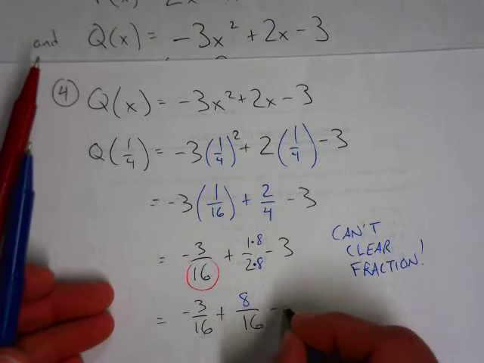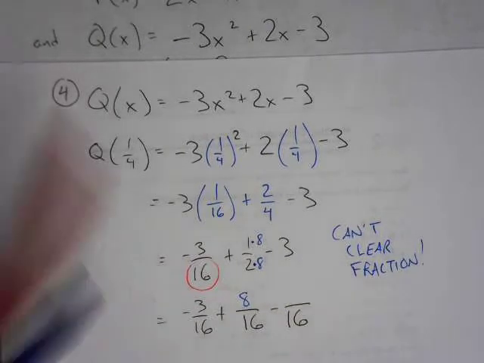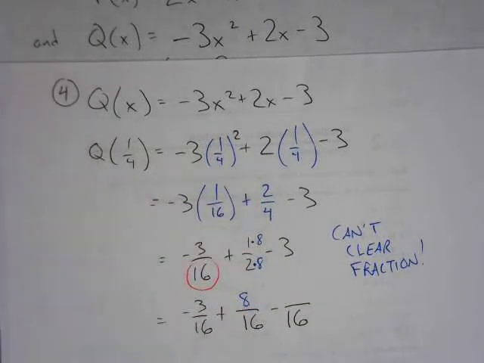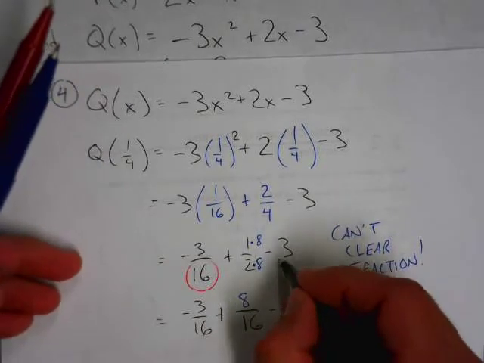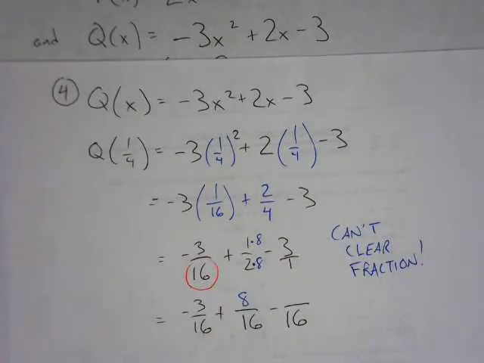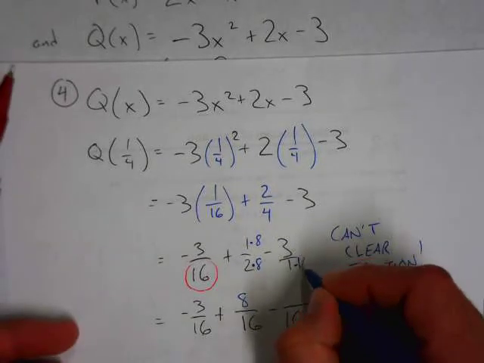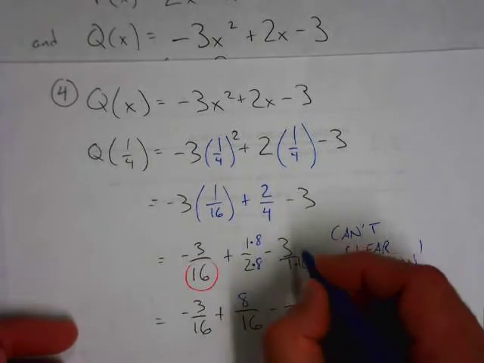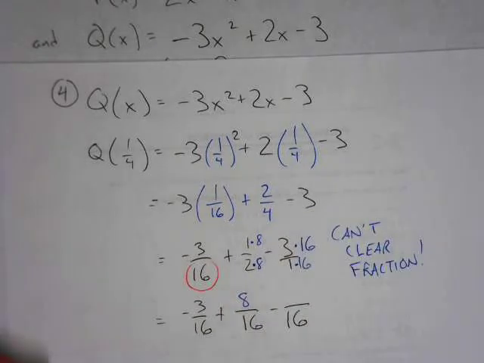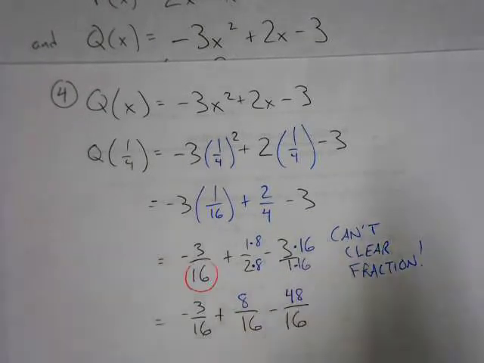How do we turn that into something over 16? How do we turn minus 3 into something over 16? Well, minus 3 is minus 3 over 1. So how do we change that into a number over 16? We multiply by 16 to get to there. That means we multiply 3 times 16, which is 48. And so we have minus 48 over 16.